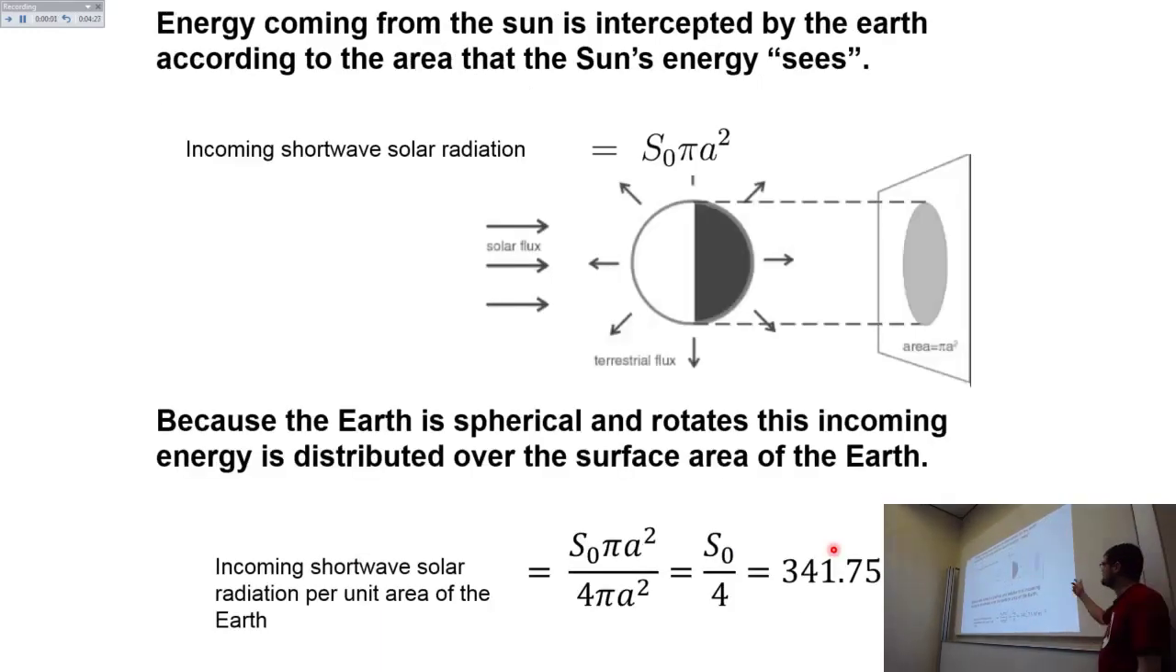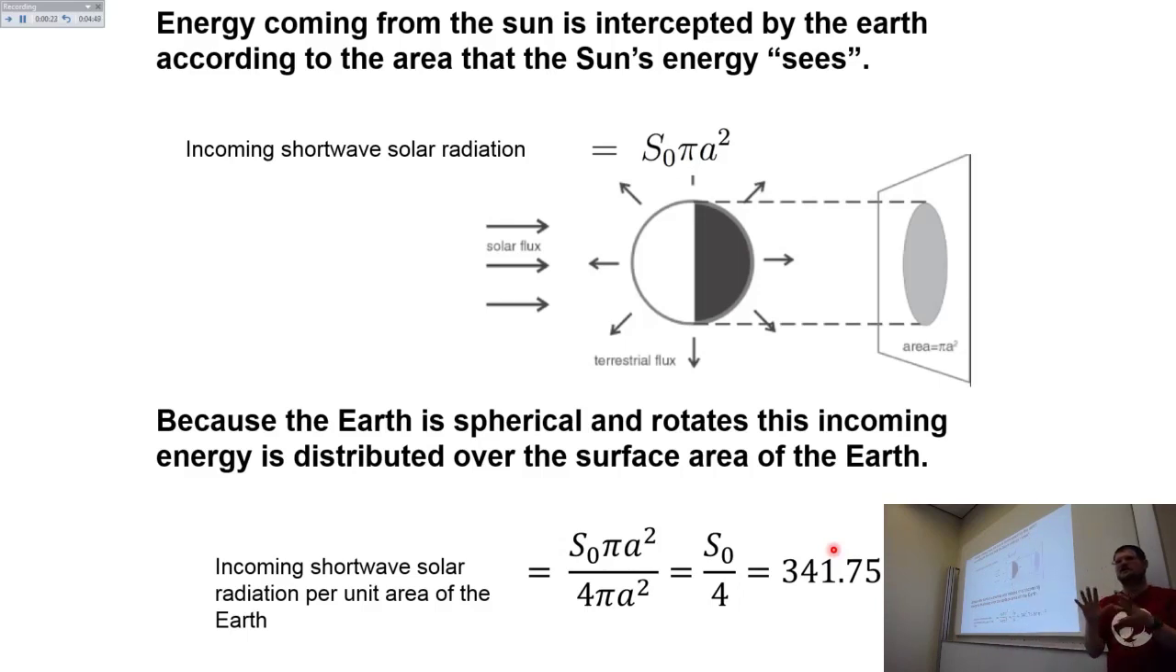But it's not quite that simple because the Earth is round. The amount of energy that the Earth receives is equal to that amount per square meter times the area of the Earth's shadow. That's basically how much energy the Earth blocks out from the sun. So that's this part on the top here, the solar flux times the area.